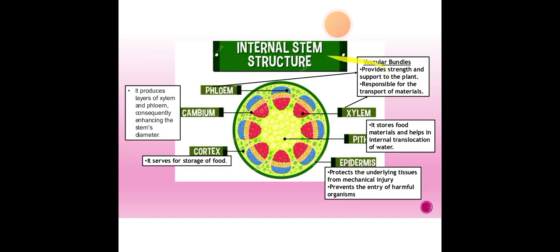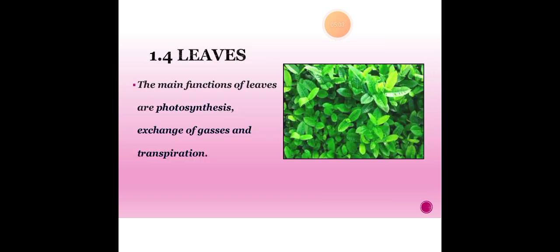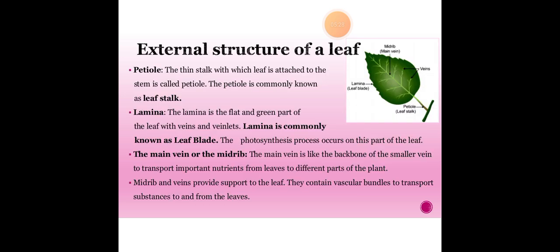Now, as a whole, this is the internal stem structure. Then we have leaves. The main functions of leaves are photosynthesis, exchange of gases, and transpiration. If someone asks you what the main functions of leaves are, you should know that leaves are used in photosynthesis, then in the exchange of gases, and then in transpiration. These are the three main functions of leaves.